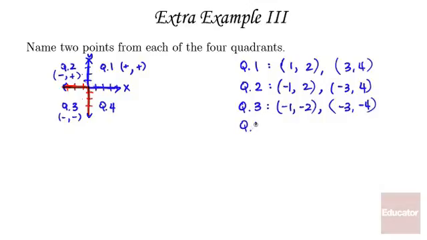And then for quadrant 4, again, positive x. And how about the y? So it's going to be any ordered pairs paired with this side and this side, right? So positive x, negative y. Positive x, 1. Negative y, negative 2. Positive x, 3. Negative y, negative 4. So those 2 points are going to fall under quadrant 4.